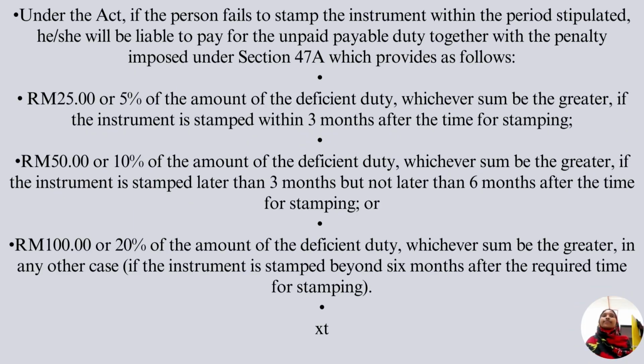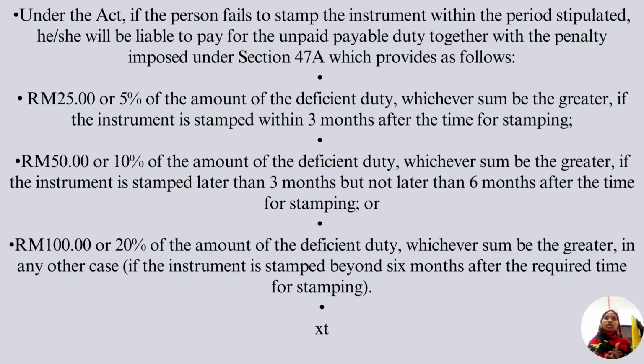So under the Act, if the person fails to stamp the instrument within the period stipulated, he or she will be liable to pay the unpaid duty together with the penalty imposed under section 47A, which provides as follows. Number 1, RM25 or 5% of the amount of the deficiency duty, whichever sum is greater, if the instrument is stamped within 3 months after the time for stamping.